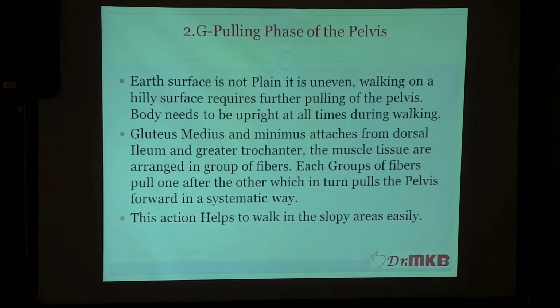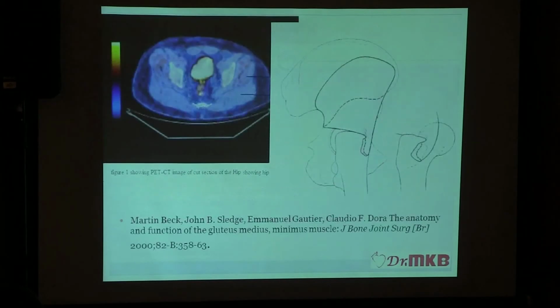If you go up, you'll know that gluteus medius and minimus pull up. Earth's surface is not a plane, but it is uneven. Walking on a hilly surface requires further pulling of the pelvis. The body needs to be upright at all times during walking. Gluteus medius and minimus attach from the dorsal ilium to the greater trochanter. The muscle tissue is arranged in groups of fibers. Each group's fibers pull one after another, which in turn pulls the pelvis in a systematic way. This action helps to walk in sloping areas.